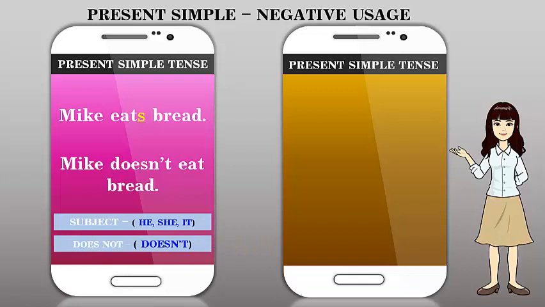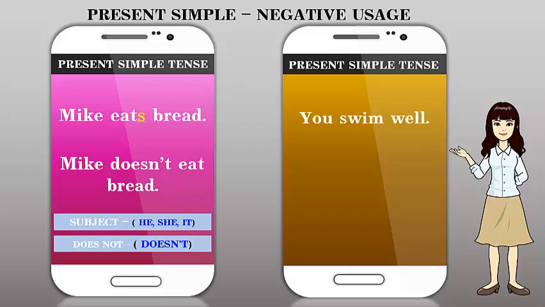So you will notice that I don't keep the s here. Instead I added doesn't. I took does and not and turned it into a contraction by combining the two and making it doesn't. So if the subject is he, she, or it, we use does not or doesn't to make it negative.